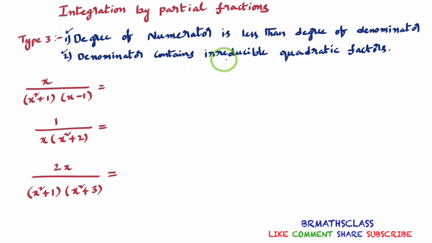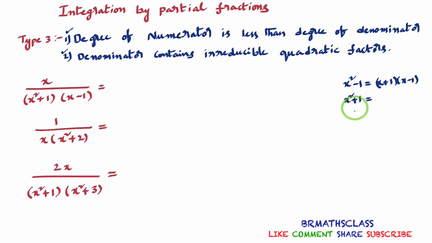Denominator contains irreducible quadratic factors. What is an irreducible quadratic factor? For example, you see something like this, x square minus 1 is there. We can reduce it into linear factors like this: x plus 1 into x minus 1. What about x square plus 1? Can we reduce it further into linear factors?